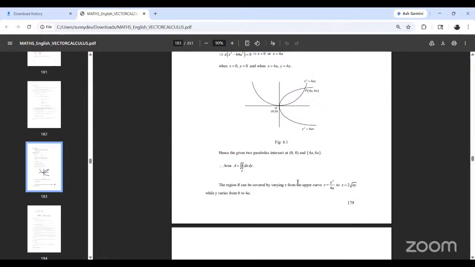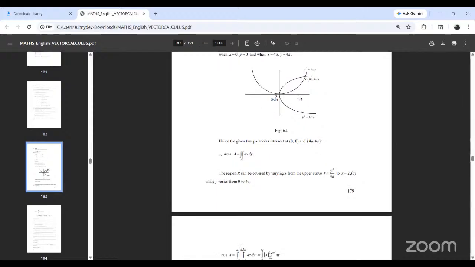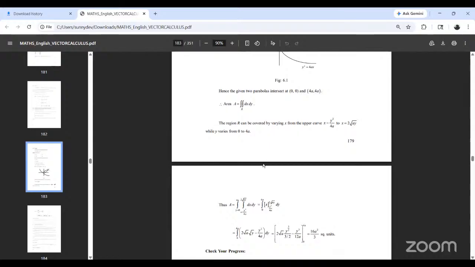Okay, now these are that. Now the curves intersect at the origin (0, 0), and the curves intersect at (4a, 4a). So the area becomes the integration of dx dy.